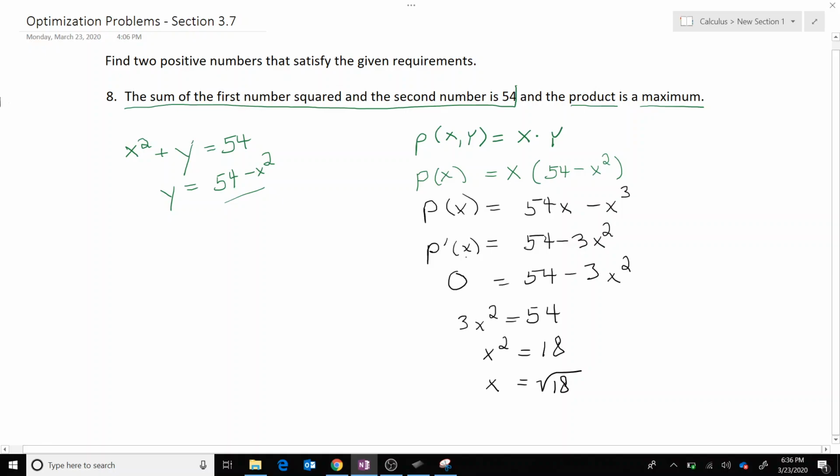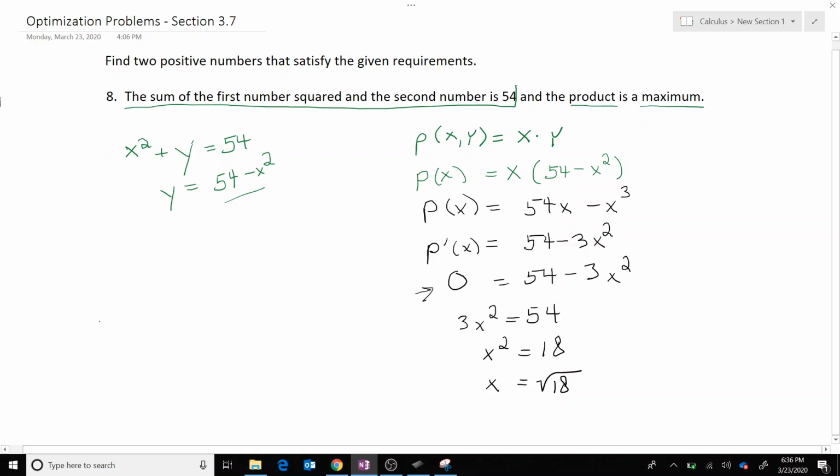In other words, we know that this product function is 54x minus x cubed. We took the derivative of it. We set the derivative to 0 right here. And then we solved: when x is equal to the square root of 18, our derivative is 0. So we now know that when x is equal to the square root of 18, our product is a maximum.